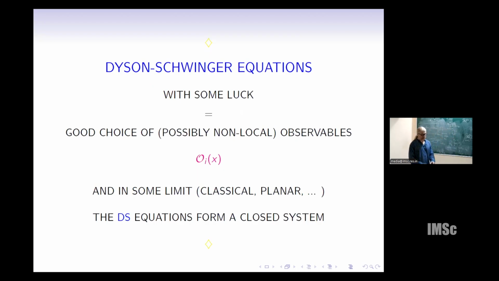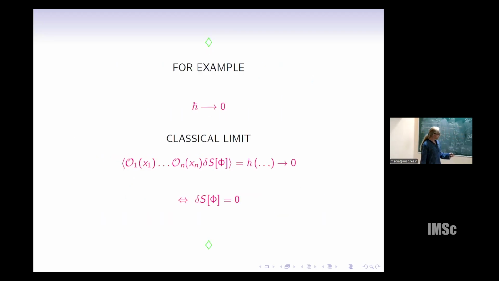In general, this is not a closed system of identities, so it connects n point functions to n+1 point functions, a recursion which doesn't help. But with some luck, if you make a clever choice of observables, maybe non-local, and maybe take some limit, then these equations become a closed system of equations which can maybe be analyzed. One stupid limit, of course, is just the classical limit, in which case you just get the usual equations of motion.